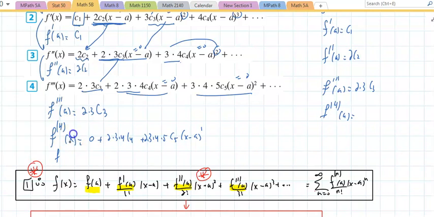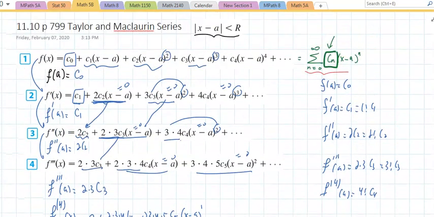And if I evaluate this at a, that would be 4 factorial c sub 4, pretty much. That's 4 factorial. So this is 3 factorial c sub 3. This is 2 factorial c sub 2. This is 1 factorial c sub 1. And this is 0 factorial c sub 0.